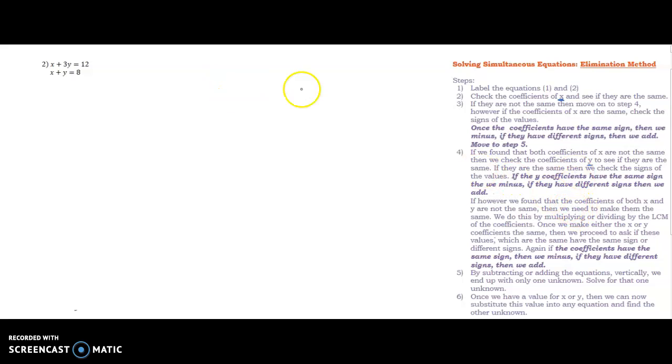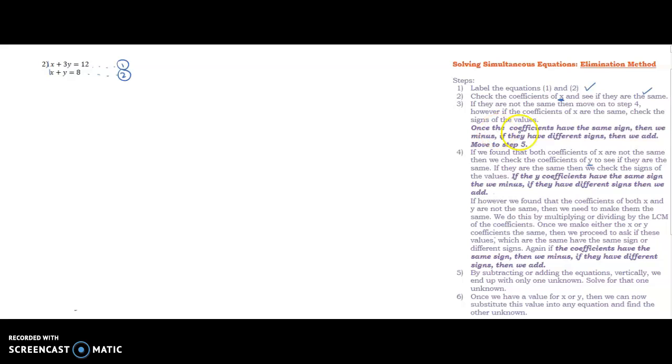You could put in whatever letter suits you instead. So now, first point, label equations 1 and 2. That's the easiest point of all, 1 and 2. Done. Check the coefficients of x and see if they are the same. Are they the same here? 1 and 1. Nice, they are the same. If they're not the same, then move on to step 4. So no, I don't need to move to step 4. I could just continue on step 3.